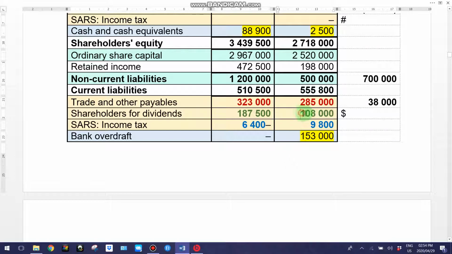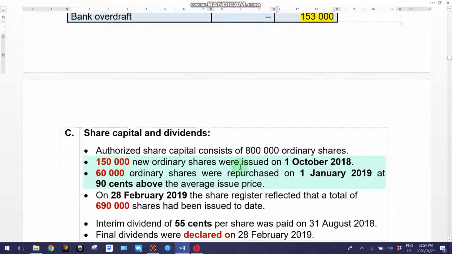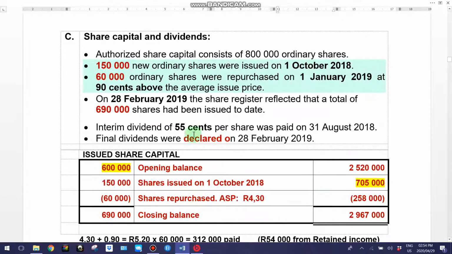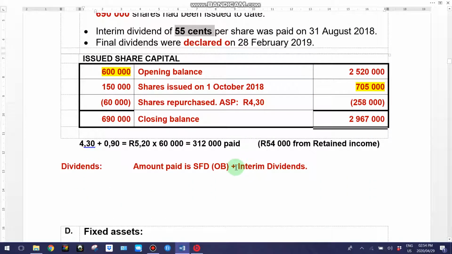This was the final dividend of last year. It's the opening balance of this year. So when you're doing your calculation, 108,000 will always be part of the dividends paid. And then the other part of the dividends paid will be your interim dividends. So you need to calculate what the interim dividends were. Once you can calculate your interim dividends, there you've got your answer for dividends paid. It's going to be like that all the time.